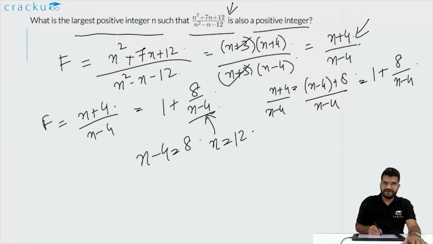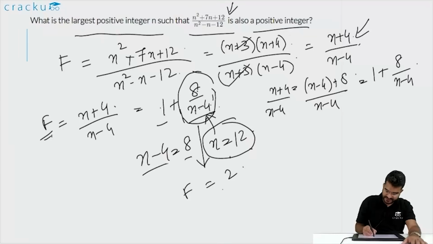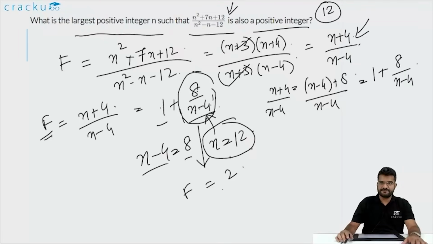Because if n is greater than 12, n minus 4 will be greater than 8 and this will not be a positive integer. Therefore, f, which is equal to 1 plus 8 by n minus 4, will also not be a positive integer. So the maximum value of n for which 8 by n minus 4 is a positive integer will be if n minus 4 is equal to 8 and n is equal to 12, in which case the value of the fraction f becomes 2. Because 8 by n minus 4 will become 1 and you have to add 1, so f becomes 2. So the maximum value, the largest positive integer n for which this is a positive integer, is 12. That is the answer.